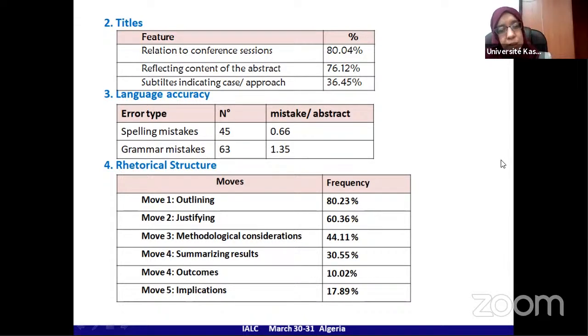Move 3, methodological considerations. Here we have 44.11%. Of course, we take into account that some papers were purely theoretical, and this explains the low percentage of this move. Move 4, the same remark applies to move 4, summarizing the results with a percentage of 30.55%. Move 5, sorry, there is a mistake here in typing, the outcomes with a percentage of 10.02%, and finally move 6 with 17.89%.